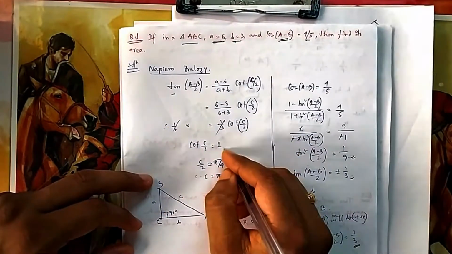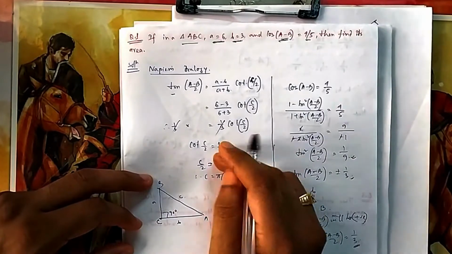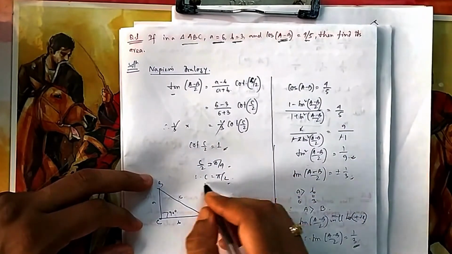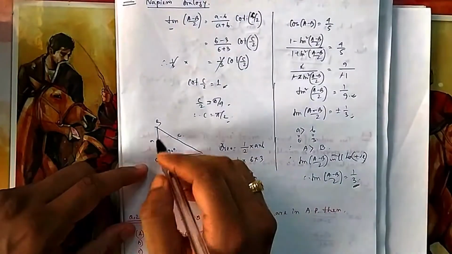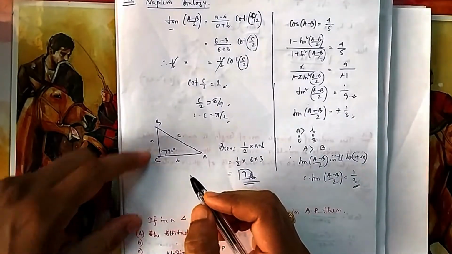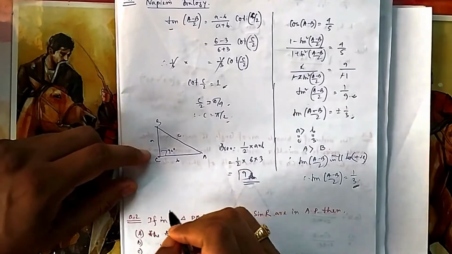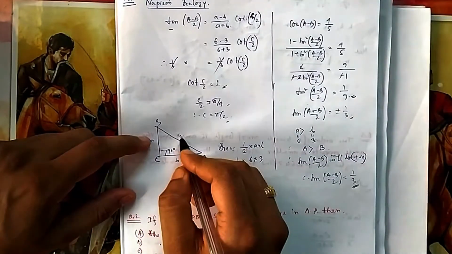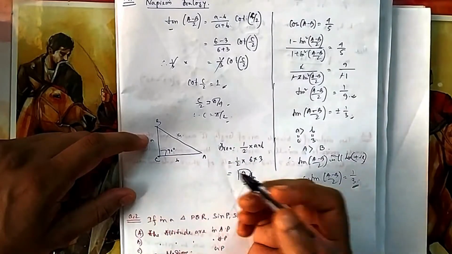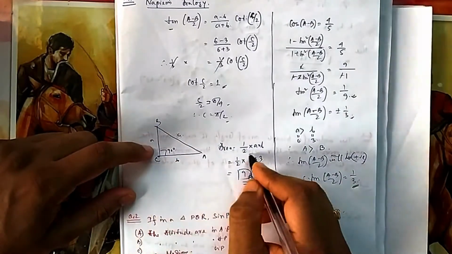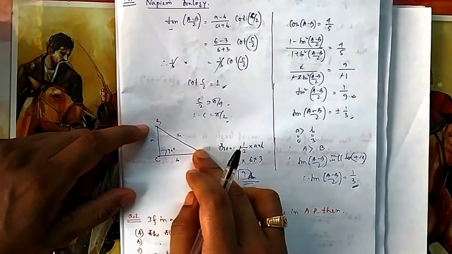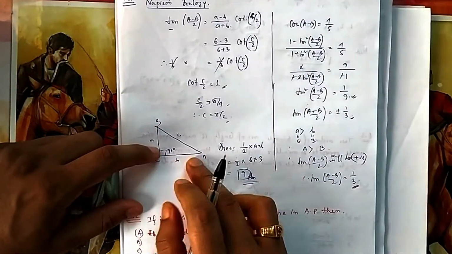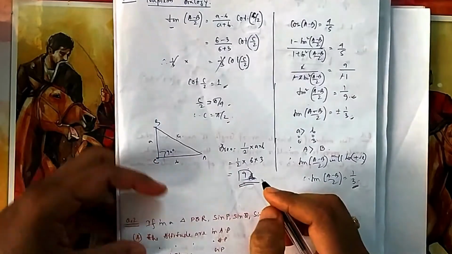So from here you can easily calculate cot(C/2). Once you know C/2, then C is equal to pi by 2. So it is a 90 degree angle, now it is a right angle triangle. Which angle is the right angle? C. So this is C, and the rest two are A and B. So what is the area of this? Half into height into base. You take this one as height and this one as base, or the other way round, whatever you use, the answer is 9.